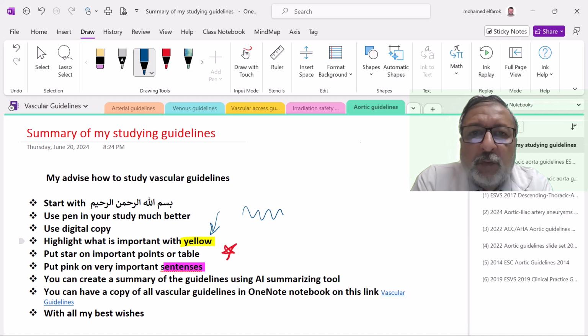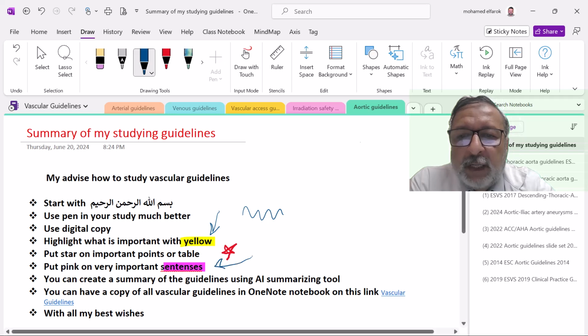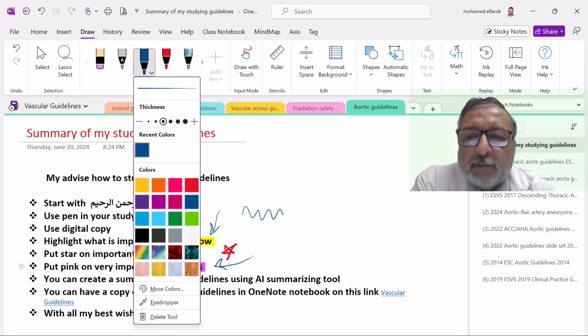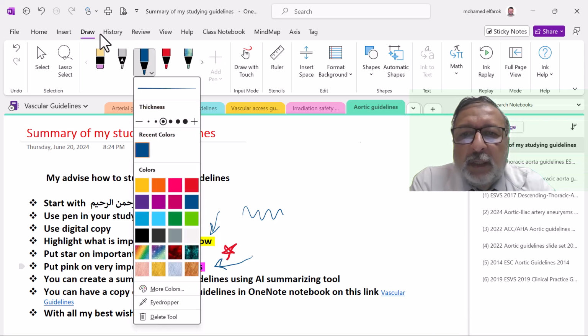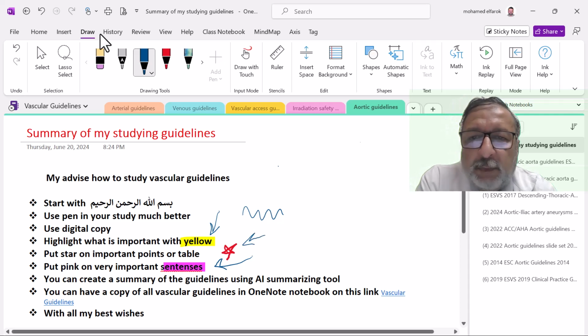Not all of the vascular guideline documents are important, especially the day before the exam or a month before the exam. You need to really focus on these important points, you need to memorize them very well. What's extremely important, I put a pink line, and I usually put a star on important points. So whenever I get an important point, I put a red star that this is important to remember.